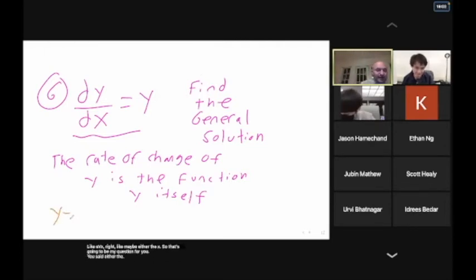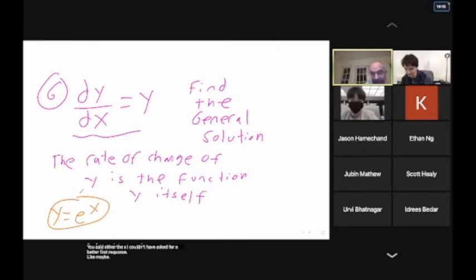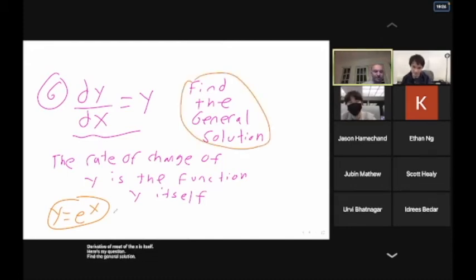You said e to the x. I couldn't have asked for a better first response. I'm okay with e to the x because e to the x is definitely a solution. Definitely. Derivative of e to the x is itself. Here's my question. Find the general solution. You found one of infinitely many solutions. What's the rest of them?